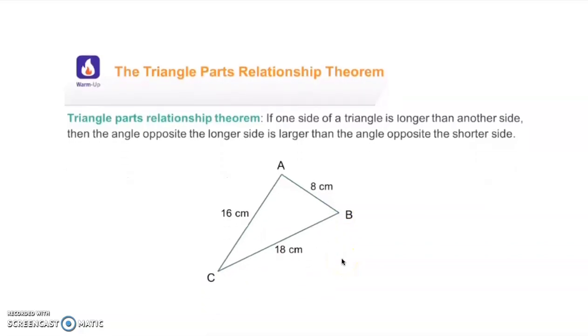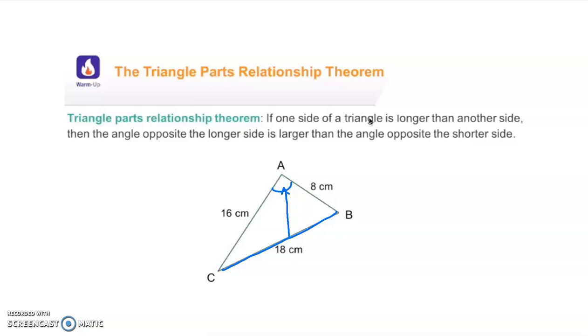Okay, this lesson is going to be on isosceles triangles. And the first thing we're going to do is review the triangle parts relationship theorem. So basically it says if one side of a triangle is longer than another side, then the angle opposite is larger. So if this is my longest side, right here, BC, then the angle opposite is going to be my longest, or my largest angle.